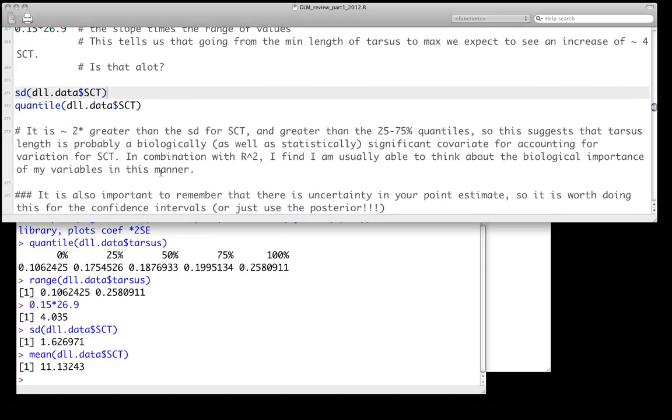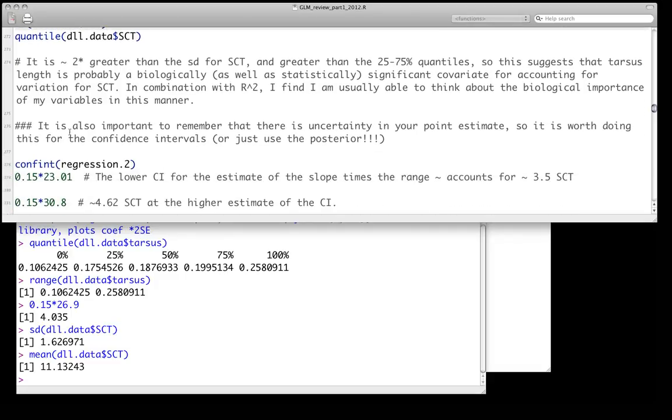And as written here, it's approximately 2 times greater than the standard deviation for sex-comb teeth. So, it's probably biologically important. At least in my mind, this would suggest that there's something biologically interesting here. And of course, there's uncertainty with our point estimates here, so it's worth doing this for confidence intervals, or posteriors if we're doing Bayesian.